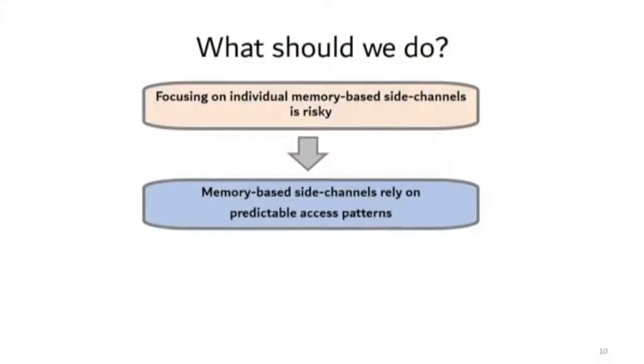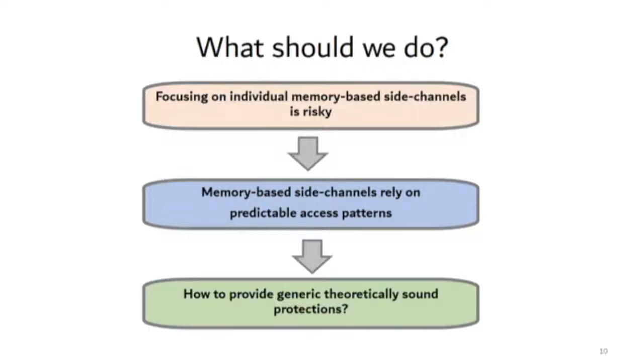I believe so. The thing you have to realize is that all memory-based side channels rely on predictable access patterns. The pattern of access has to be predictable, so that in multiple runs the attacker can correlate what exactly you are trying to access, for example a cryptographic key. Without predictable access patterns, it would be hard for memory-based side channels to be exploited. Then the question comes: how do you provide generic and theoretically sound protections against predictable access pattern-based attacks?